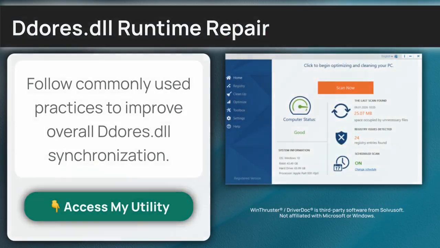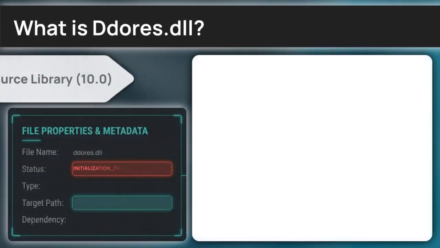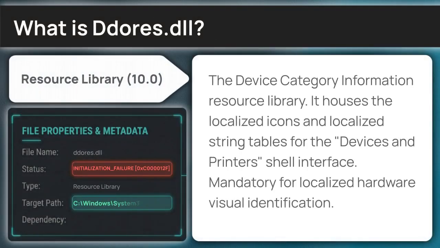environment review. This is the Ddores Library, the Device Category Information Resource Library. It houses the localized icons and localized string tables for the devices and printers shell interface, mandatory for localized hardware visual identification. Now that we've covered what the file does, let's jump into our first fix.